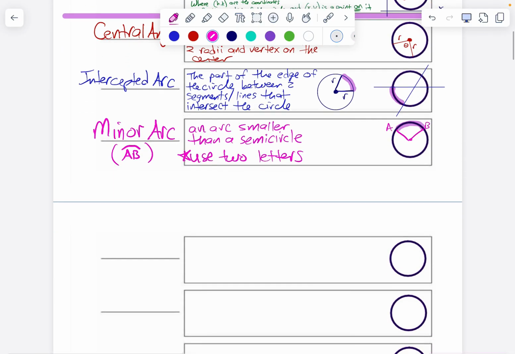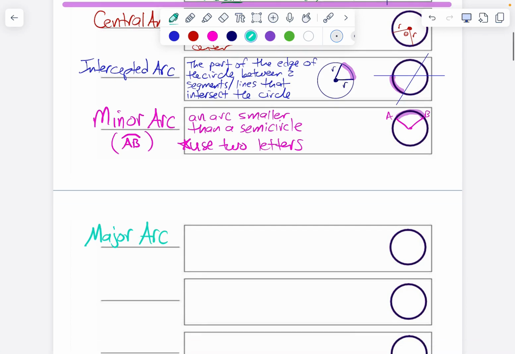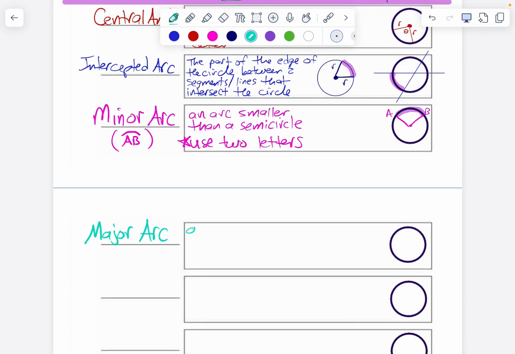Okay, so that probably implies that we also have a major arc as well, and that's just greater than a semicircle. This time we'll use 3 letters. I'm putting it under the name so that if you reference this quickly, you'll see that.